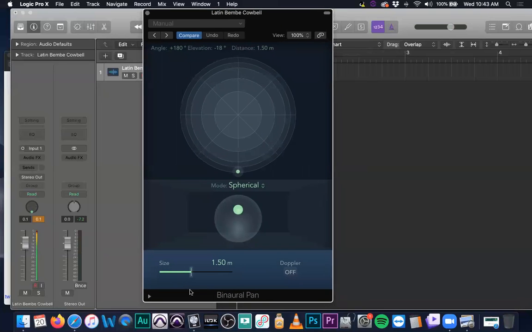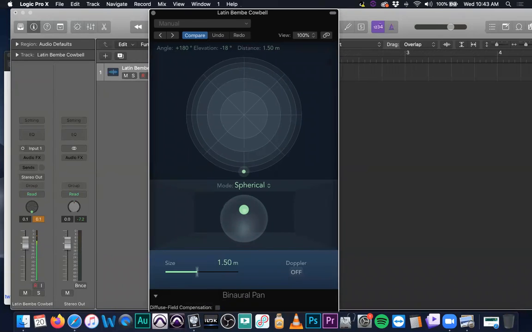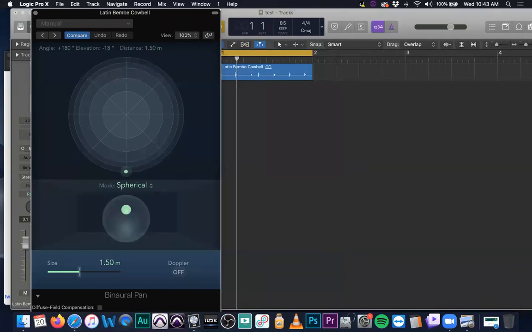Let's see what else is down here. There's a bunch of other ways we can manipulate this. My thought process is that you don't want diffuse field compensation. That's something I tend to stay away from, because you're going to get a little bit of a different signal. And my Doppler, I do leave off. I like that. The other thing I can do is actually change the size of the room.